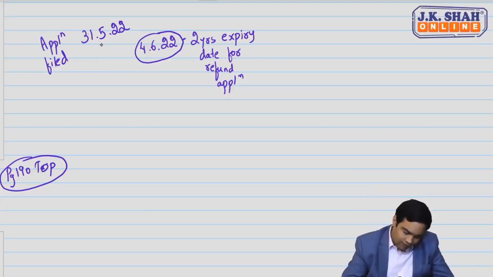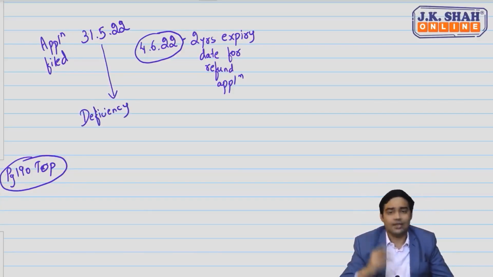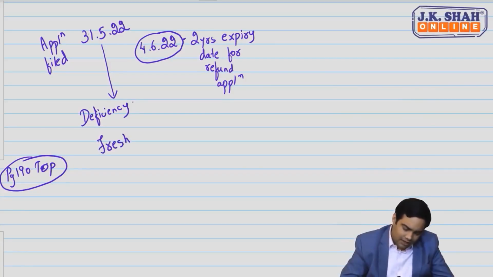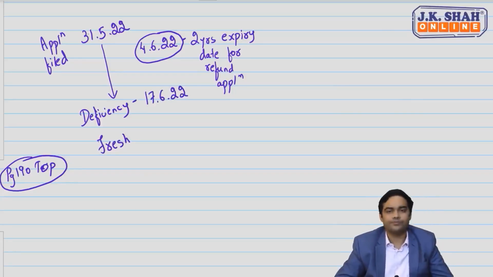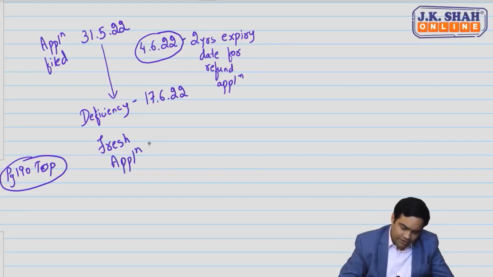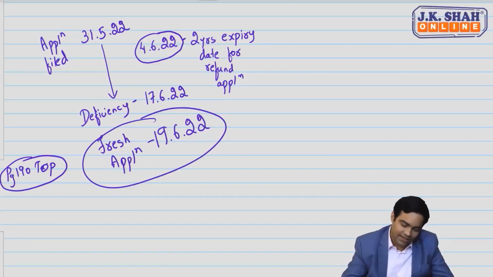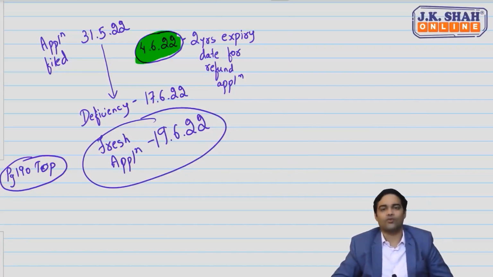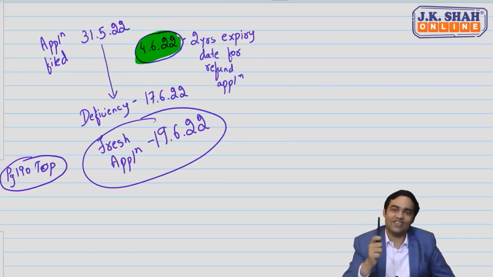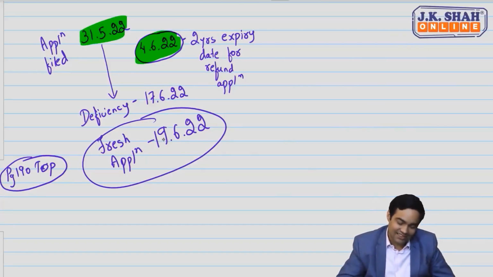Now, after I filed, officer sent me a deficiency memo. And what happens in refund application is, if you receive a deficiency memo that it is incomplete, then you have to file a fresh application. Deficiency memo was communicated to me on 17/6/2022. I filed a fresh application on 19/6/2022. Now the question is whether this fresh application is valid because 2 years already expired on 4/6/22. I filed the first application on time, but second application I filed it after it.